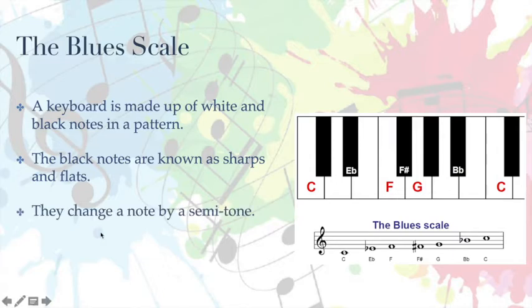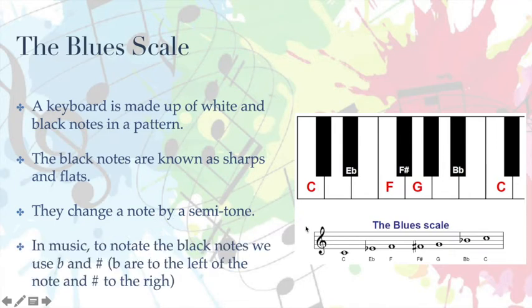The sharps and flats change a note by a semitone. In music, to notate the black notes, we use an italic b, which means flat, and the Twitter symbol, the hashtag, but we invented it first, for a sharp. So flats are to the left of the notes. So if we use the note E here, if we go to the left, it would be E flat. But if we have a note going up to the right on the black note, it would be the note previously. So here we have F sharp.